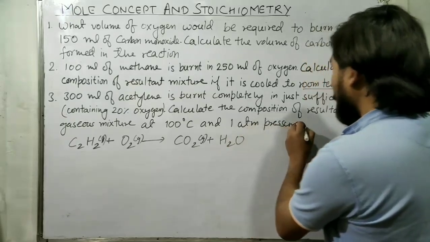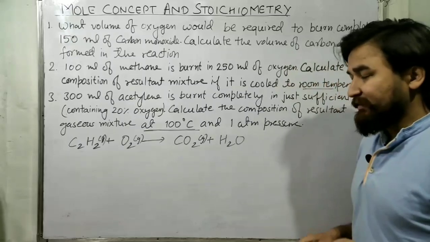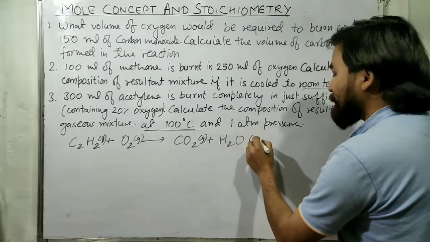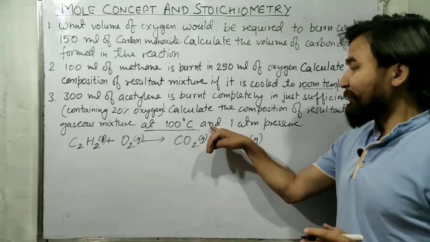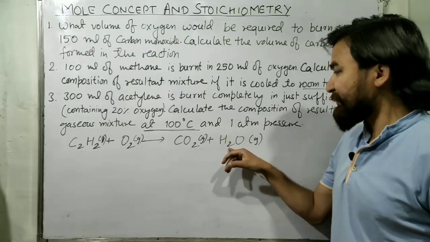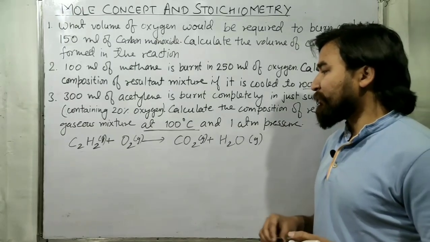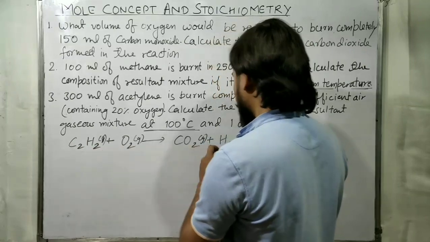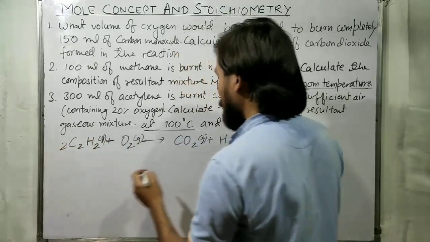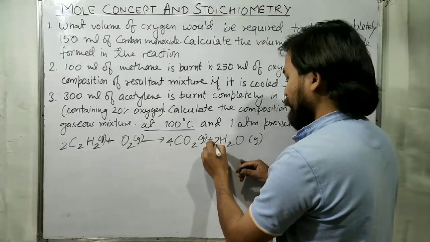So you can see that everything is taken at 100 degrees Celsius. So at 100 degrees Celsius, H2O will also be a gas. It will become water vapor at 100 degrees Celsius. So you have to remember this. Now we have to balance the chemical equation. So you can see there are C2H2 and H2O. So first of all you have to do it 4 and 2 H2O.